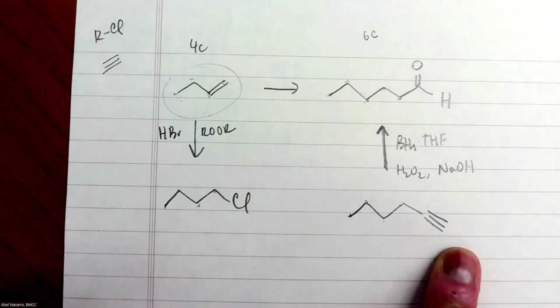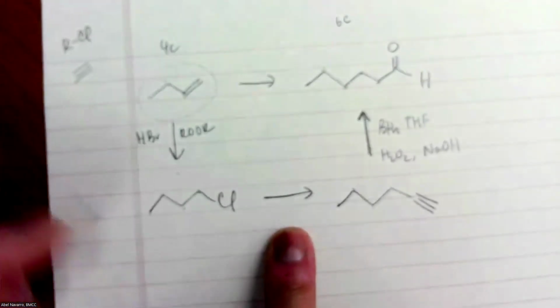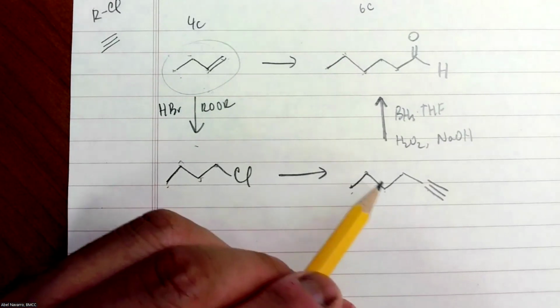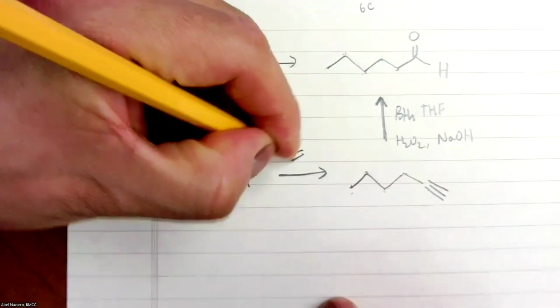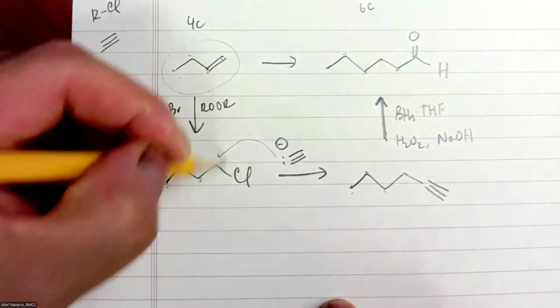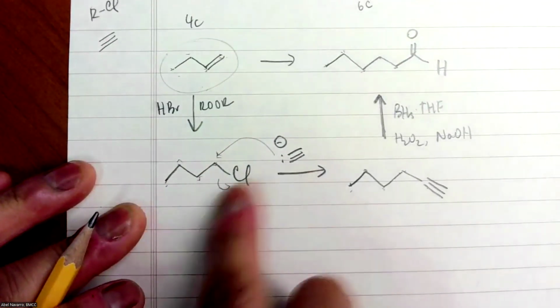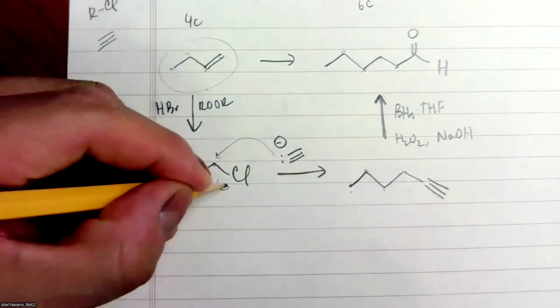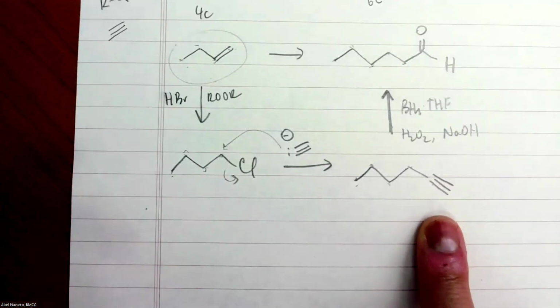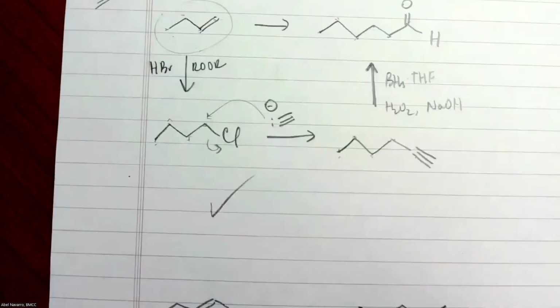And then how do I go from here to here? I need two more carbons, right? 1, 2, 3, 4, 5, 6. So I will use this halide and this alkyne. I'm just using these arrows to show what happens. You don't have to. Okay? It adds, and then you get this compound. Ta-da! And then you finish your synthesis.